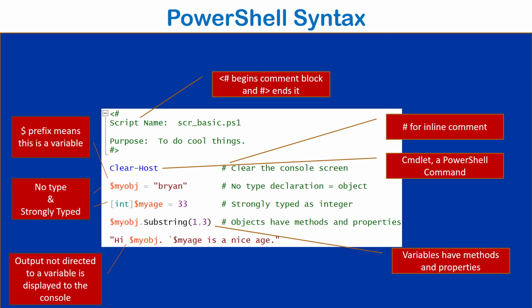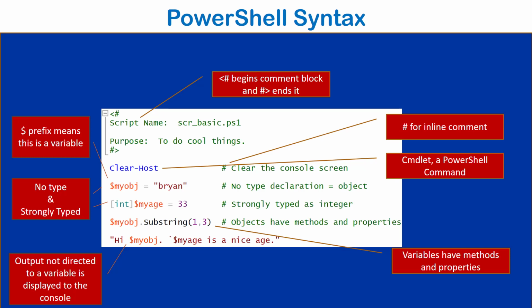The next line says $myobj equals, in quotes, Brian. And what that's doing is it's creating a new variable, or really an object, and it's putting the string Brian into it. Notice that we're not declaring a type. We're just putting something in a variable, and we don't even have to pre-declare the variable. That's very similar to things like Python and JavaScript, where you don't have to predefine variables and they don't have a type.